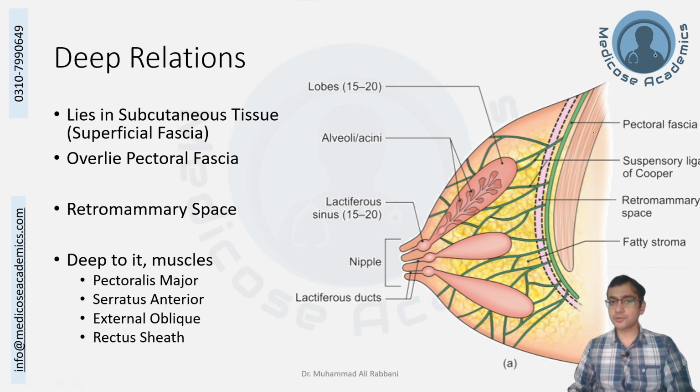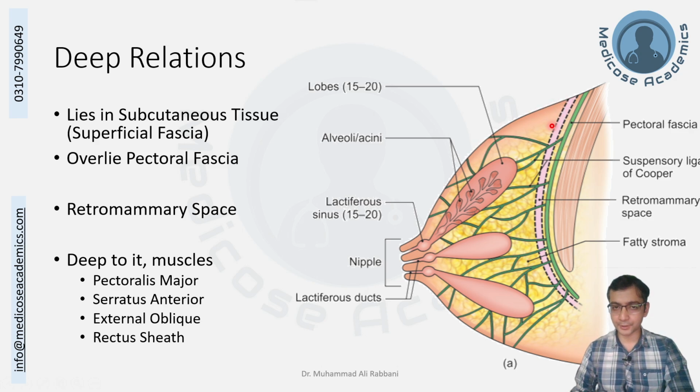Here is the picture from BD Chaurasia. As you can see, here is the breast tissue in the superficial fascia beneath it. Here in the purple color, this is the retromammary space, the loose connective tissue. Beneath it in the green, there is a condensed form of fascia covering the muscle, that is the deep fascia, the pectoralis fascia, covering the pec major muscle right here.